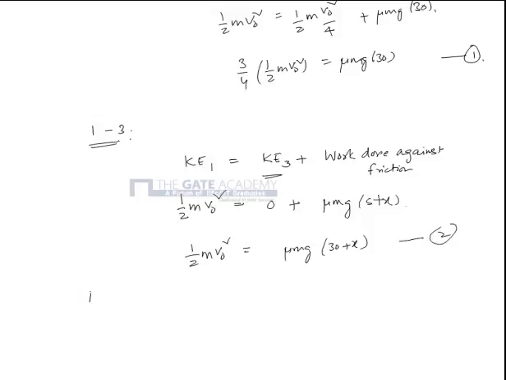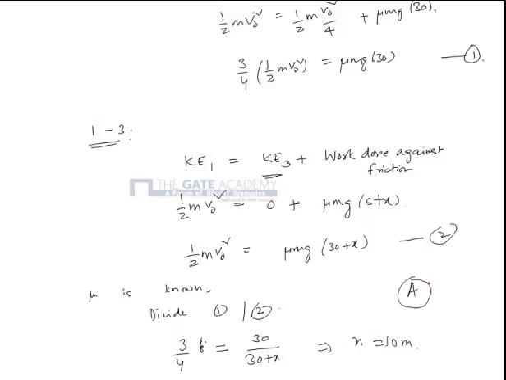Now as mu is unknown and I need to find x, let's divide 1 by 2. I get 3 by 4 equal to 30 by (30 plus x). This gives x as 10 meters. So the answer is A. Thank you.